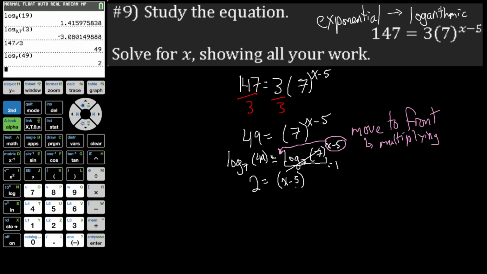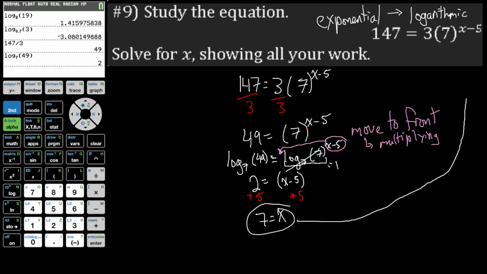So now I have a real simple one-step equation: x minus 5 equals 2. So I can add 5 to both sides, and I end up with 7 is equal to x. And the nice thing is I can go ahead and plug this into my original equation and check it out. So let me do that. Let's type it in.